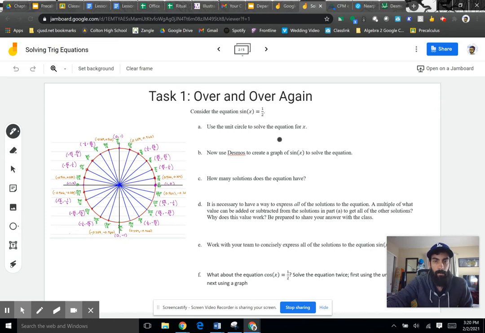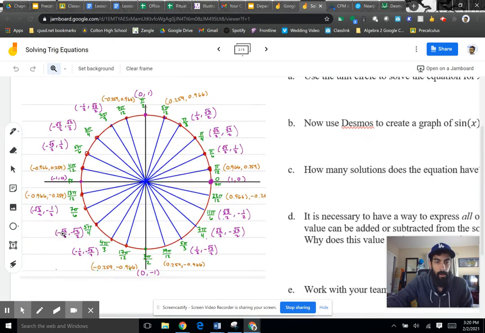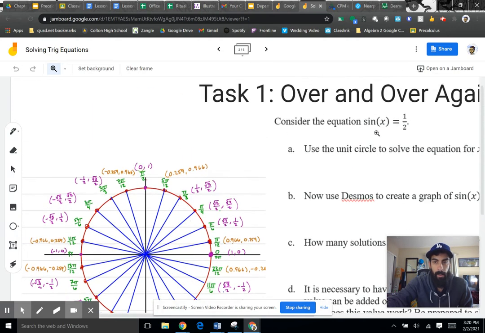So just to look at a few things. Firstly, question A wants us to use the unit circle to solve the equation for x. So we're going to take a look at our unit circle. What we want to know is for what values of x will sine of x equal 1/2.